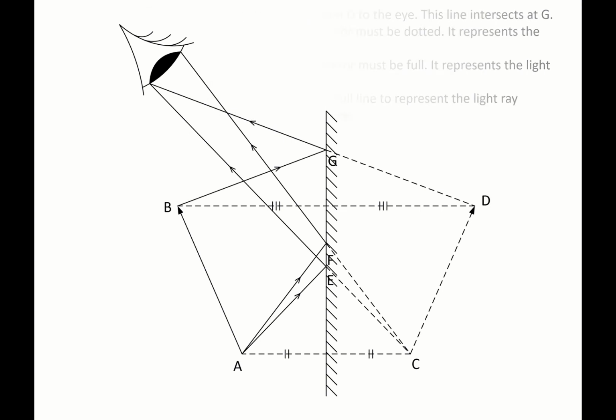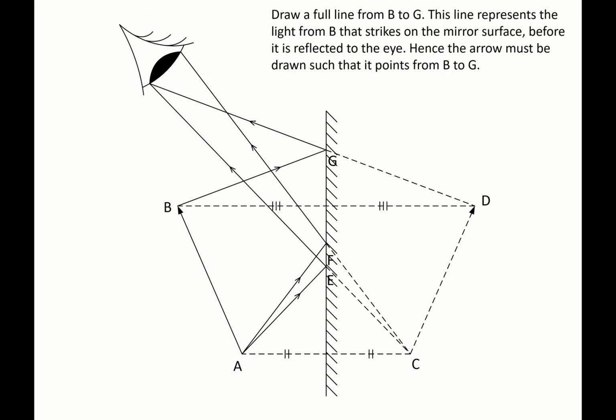And the next ray will be from point B to the intersection at G. Now this line represents the light ray from B that strikes the mirror surface before it's reflected to the eye. So since the ray from B strikes the mirror surface, the direction of light is traveling from B to G, and hence is denoted by the arrowhead from B to G.